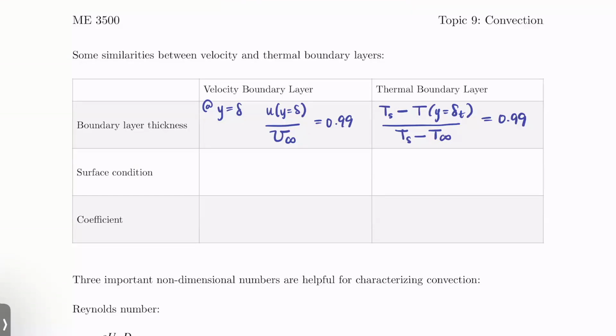This is just another way of stating that when you're at the boundary layer thickness for a thermal boundary layer, your temperature is 99% of what the far away fluid temperature is, T infinity. Okay, at the surface, for a velocity boundary layer, we would define something like a surface shear stress. So this is just viscosity times the gradient of velocity at the surface of the plate. The analogy to this is Q dot at the surface, and this is minus K partial T partial Y at Y equals 0.